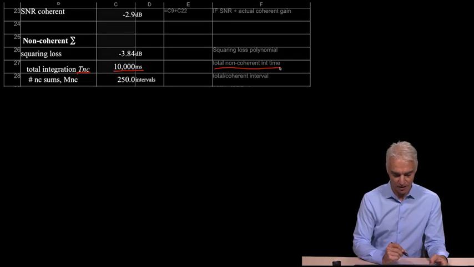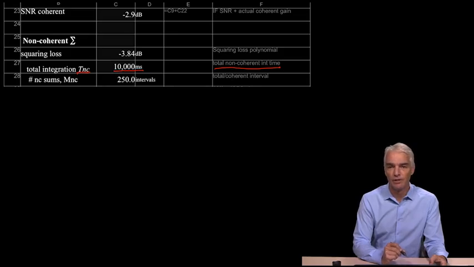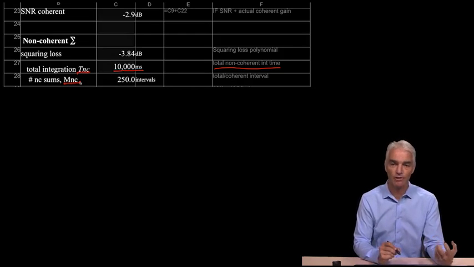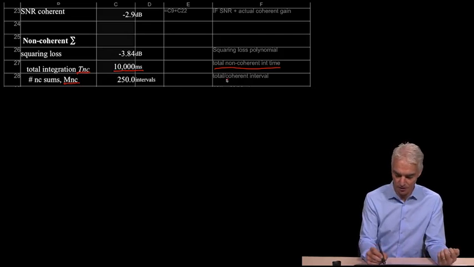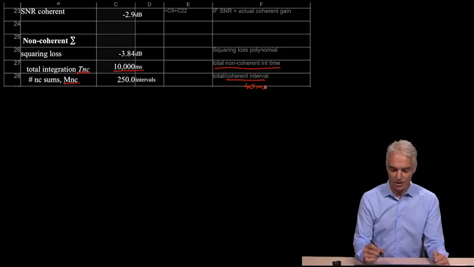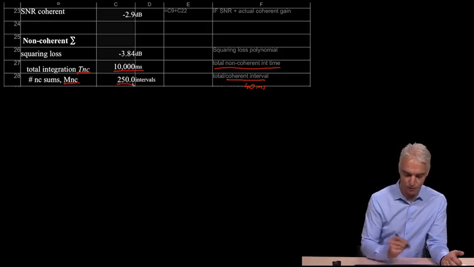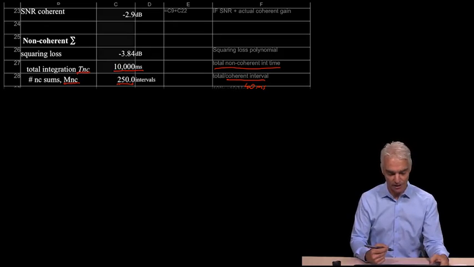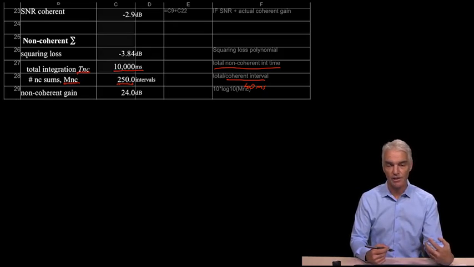Let's see how it works out. Remember, the non-coherent gain was a function of how many non-coherent intervals we have, this M sub NC, so we have to work that out. Each coherent interval is 40 milliseconds, remember that. And so the total time of 10,000 milliseconds divided by 40, that's where we get this 250. So we have 250 of these non-coherent integrations, and so the non-coherent gain is going to be 250. If we convert that to dB, we get 24 dB.